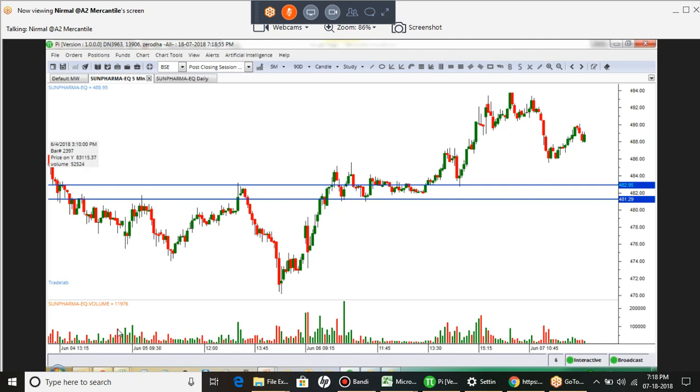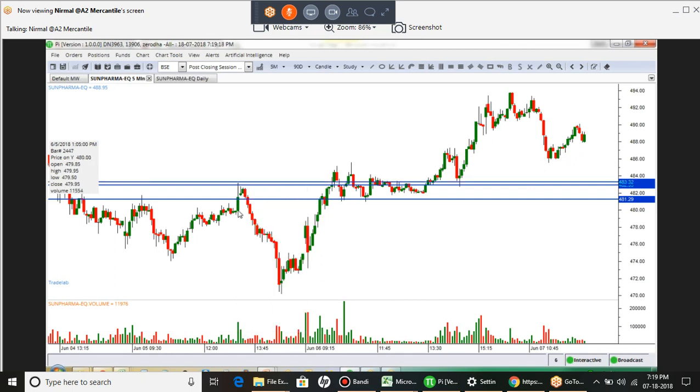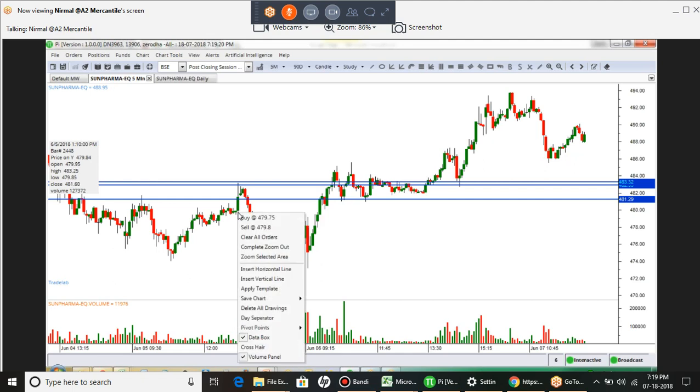So on 5th, let's see, the heaviest volume seems to be somewhere here, this place. Okay, which is 10 past 1. So the level is more or less the same. Okay, if we look at it, something like this.